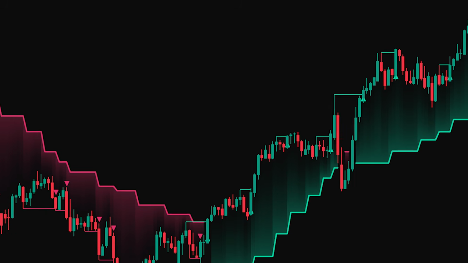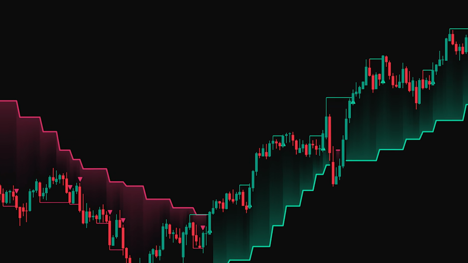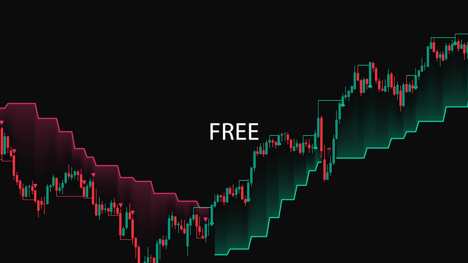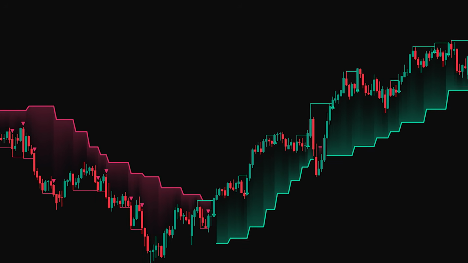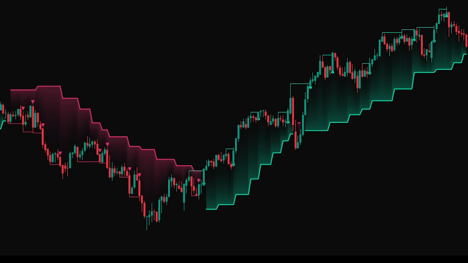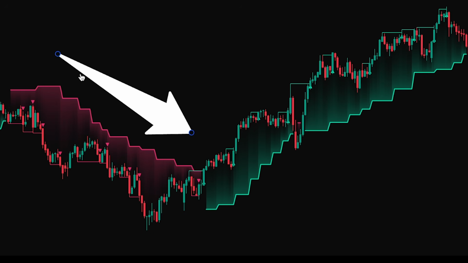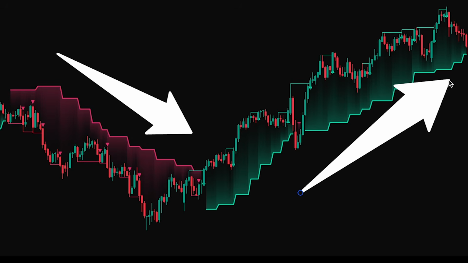All right, let's start with the basics. This indicator is a free open-source indicator on TradingView created by BigBeluga. It's designed to solve a common problem: messy charts full of confusing swings that make it hard to know if the market's trending up, down, or sideways.